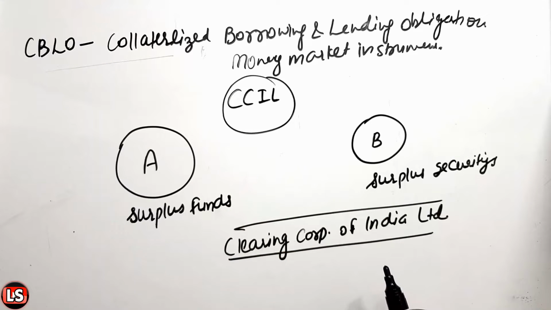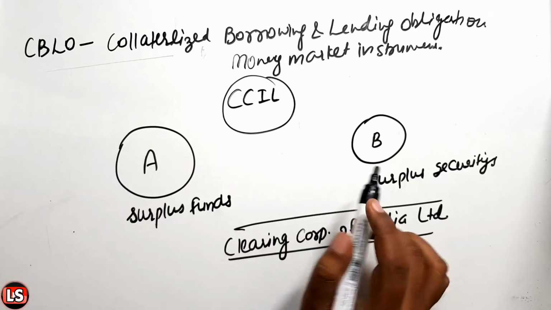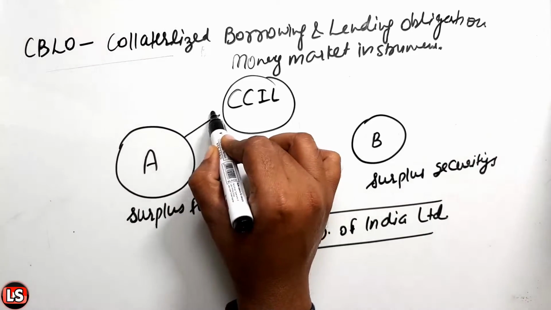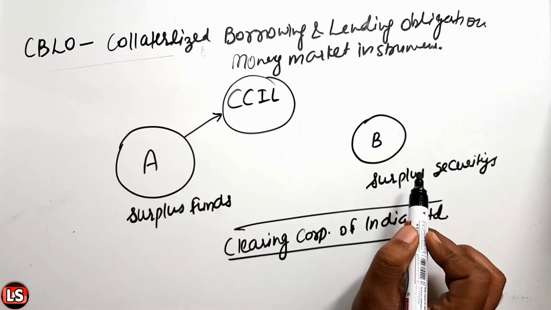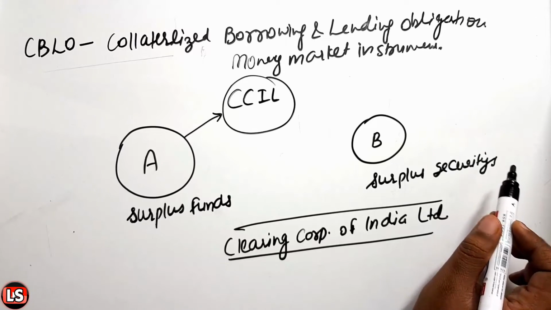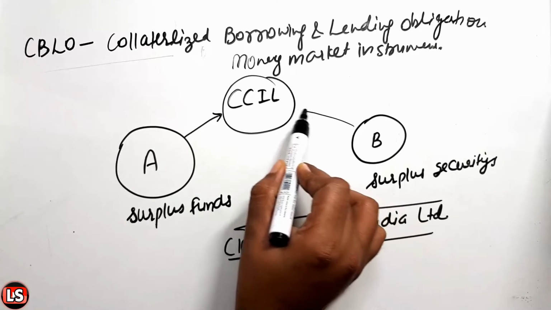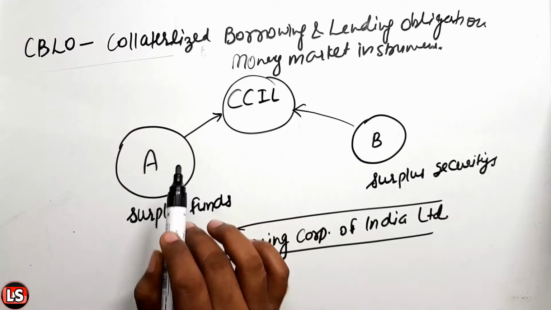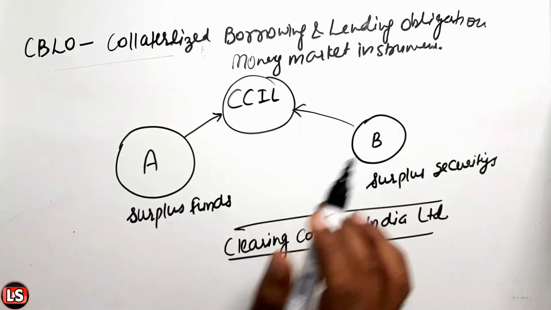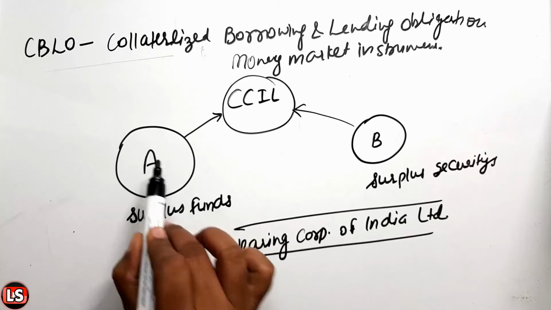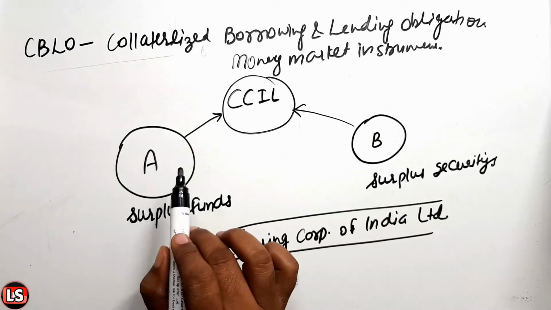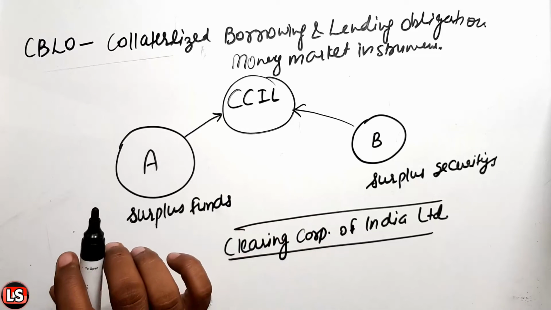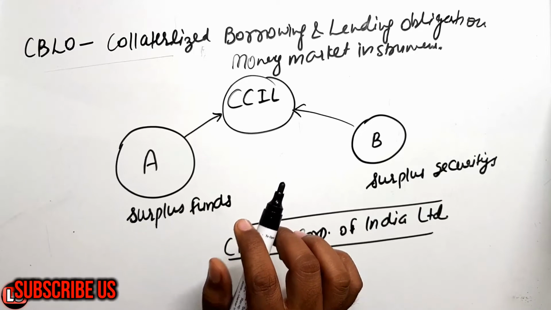Limited. Okay, so basically what happens, the institute which has surplus funds goes to the CCIL. The institute which has surplus securities and wants to borrow some funds also goes to CCIL. CCIL basically matches the requirement of the two parties and does the deal. So these parties A and B do not know about each other, whom they are lending to or borrowing from. So this is basically an anonymous order matching platform.